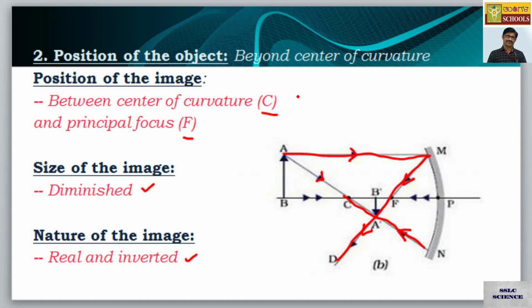Okay, so this is the position of the object when kept beyond C. You will get the image between C and F respectively. The size is diminished and the nature will be real and inverted.